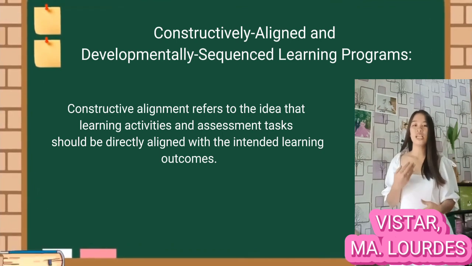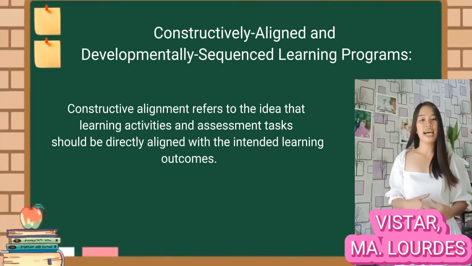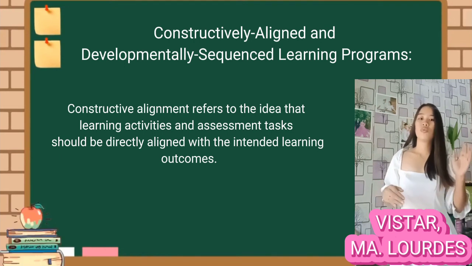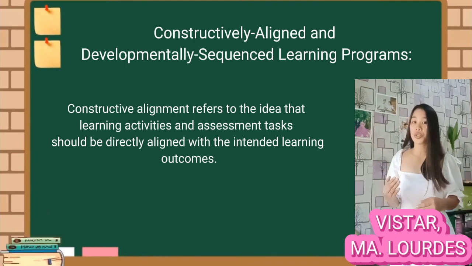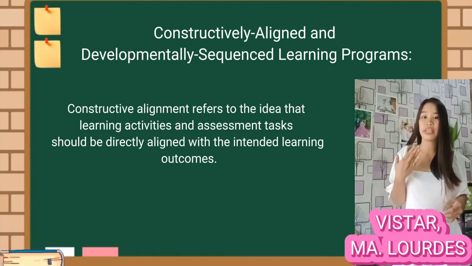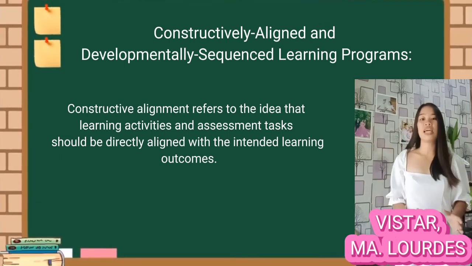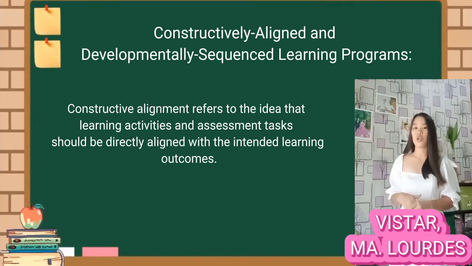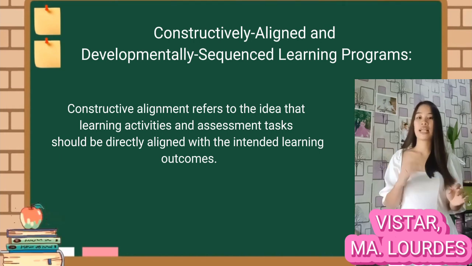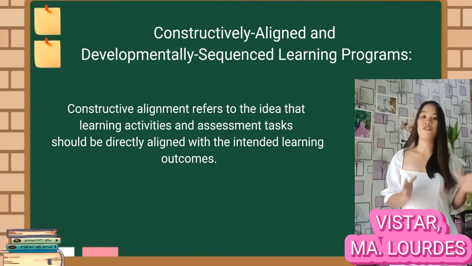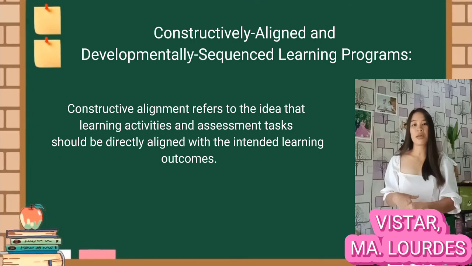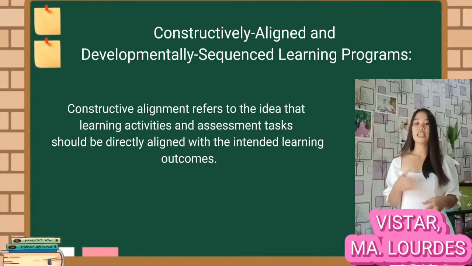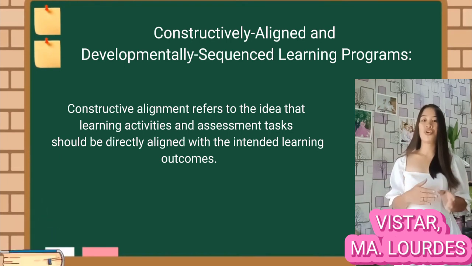Okay, the next one is the constructively aligned and developmentally sequenced learning program. When we say constructively aligned, we refer to the idea that learning activities and assessment tasks should be directly aligned with the intended learning outcomes. For example, if the learning outcome in a math class is for students to understand fractions, the teacher's activity might involve using physical objects to demonstrate fractions, and the assessment could involve a test on fractions.